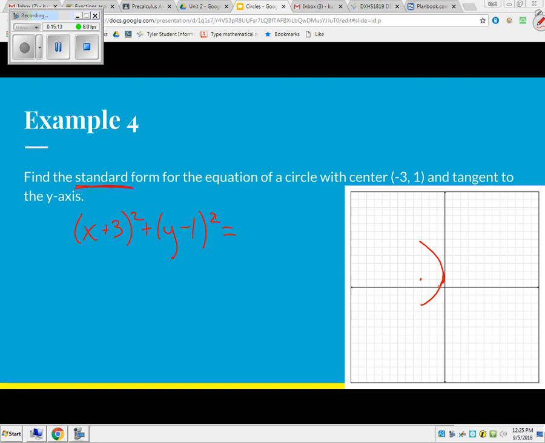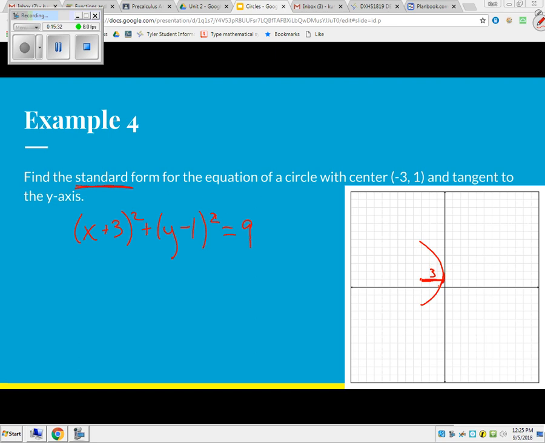Well, I lucked out on this one because if that happens, remember that this center has to be equidistant from all points on the edge of the circle, making it so my radius is just 3. If I square that, I can put a 9 right there. Well, suppose I'm given something that's not quite as easy.